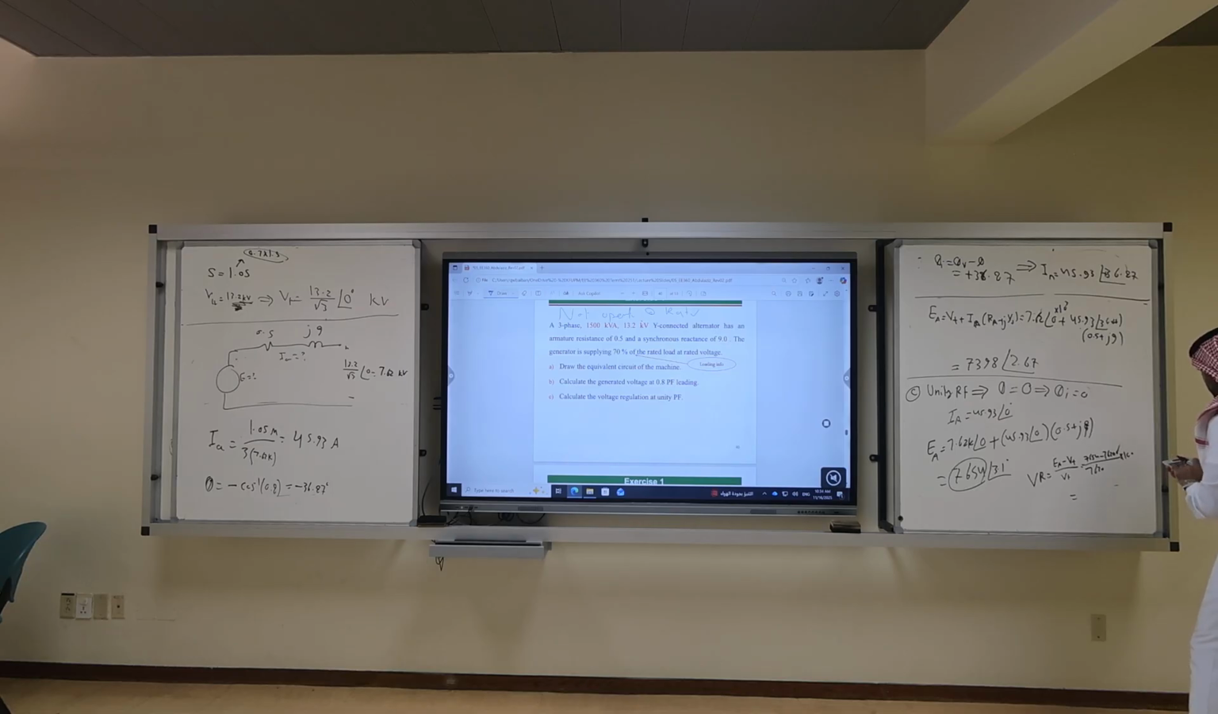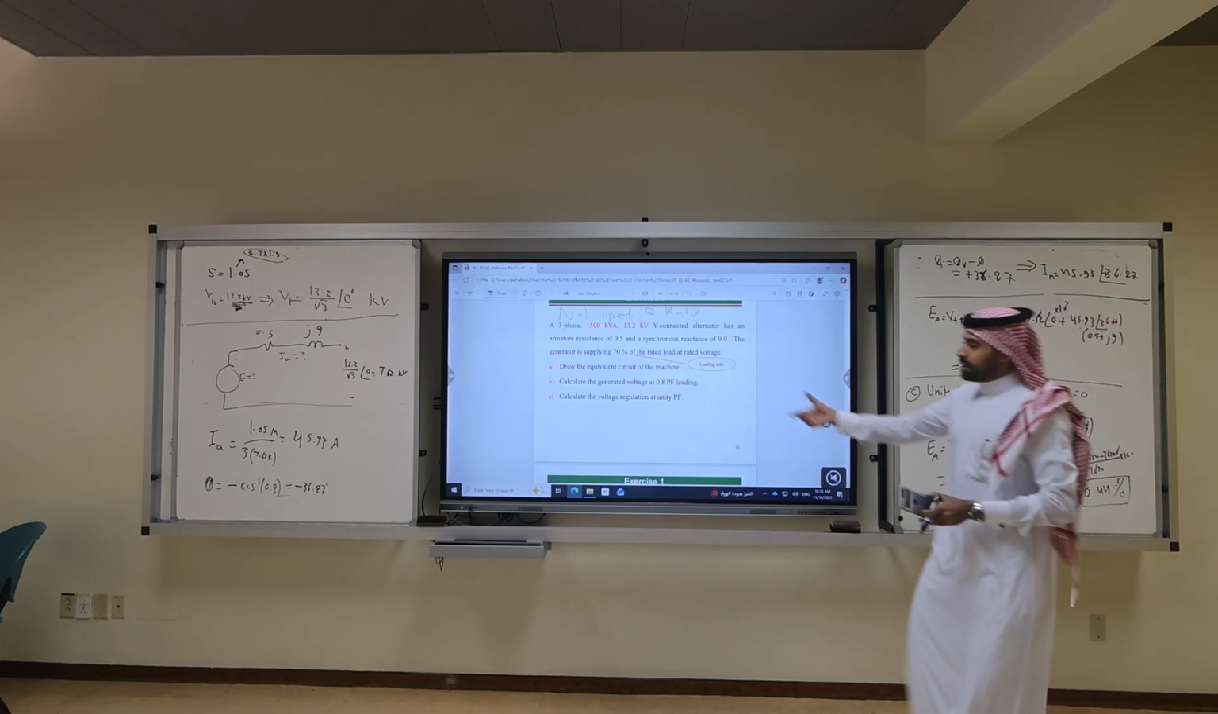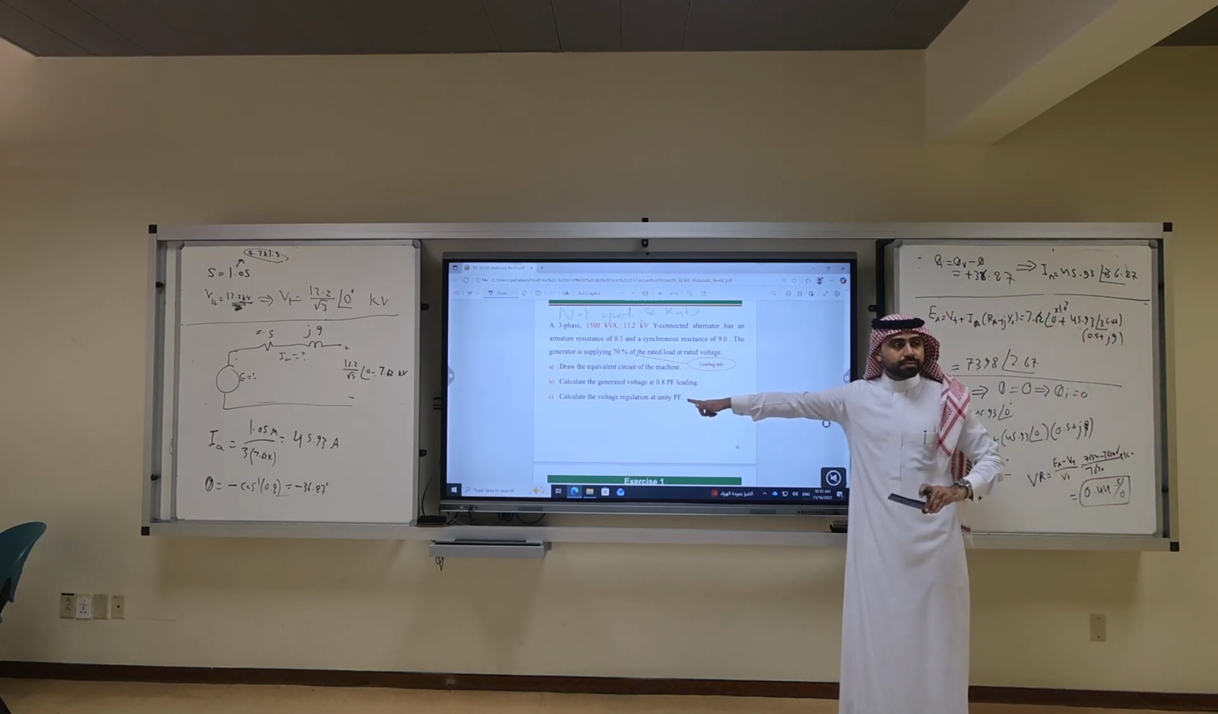So it will be a very small number, 0.44%. So this is a normal excited generator. Is this example clear? Yes.